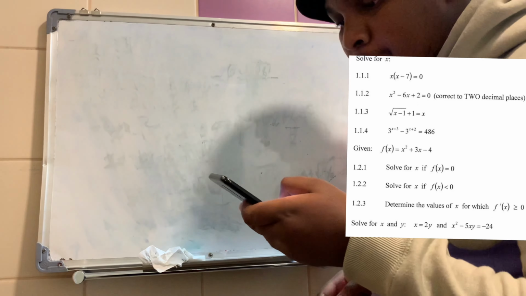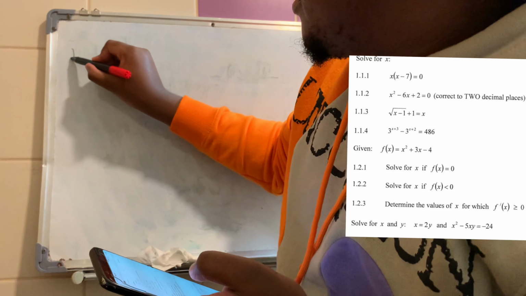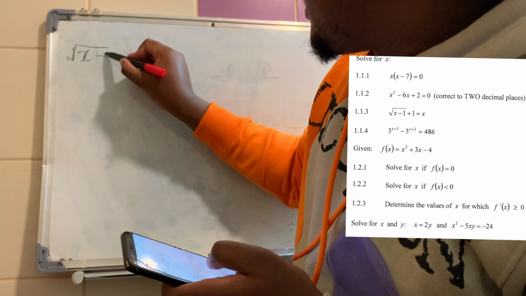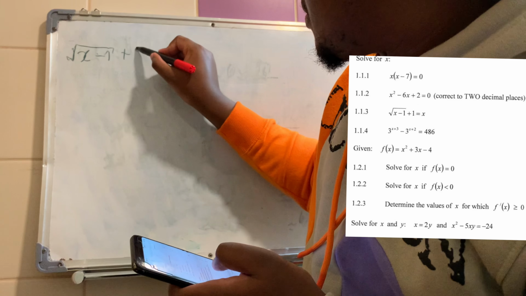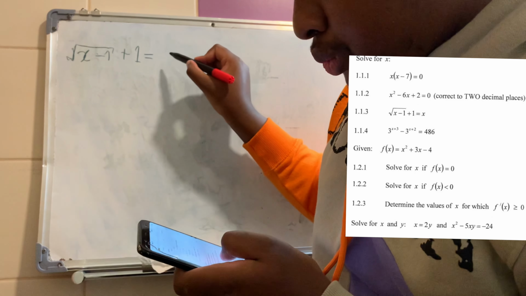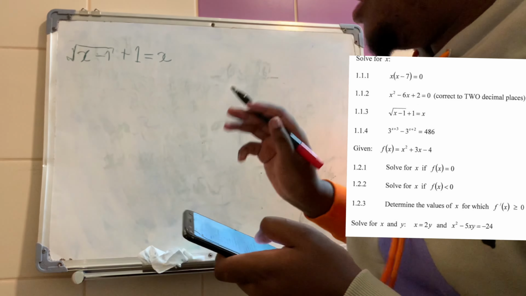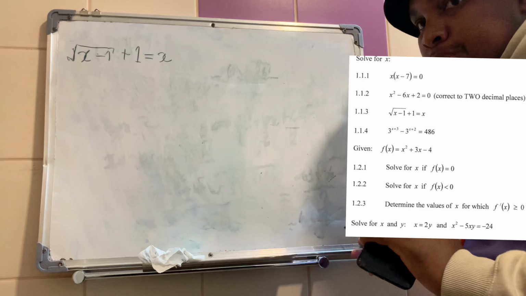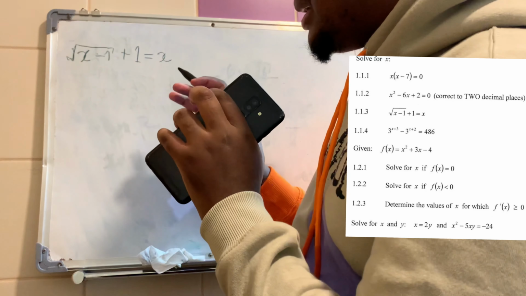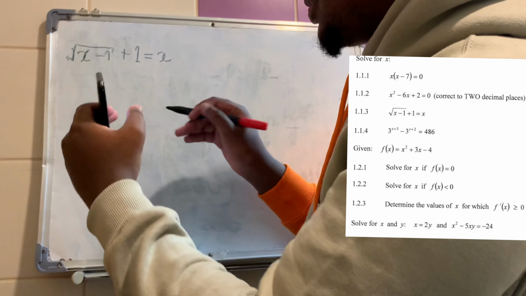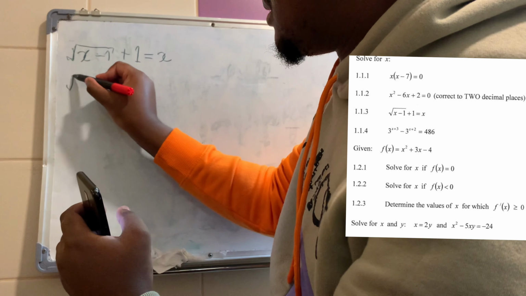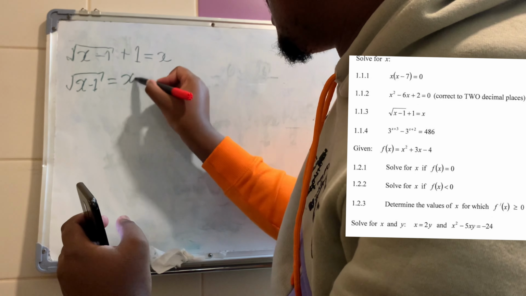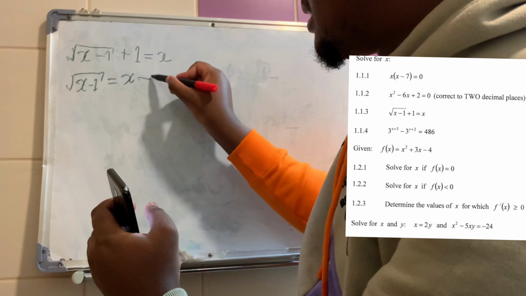Now another question says: you have the square root of x minus 1, plus 1, is equal to x. In most cases with questions like this, make sure you isolate the square root. In this case you're going to say the root of x minus 1 is equal to x, and you can do it another way, transposing the 1.